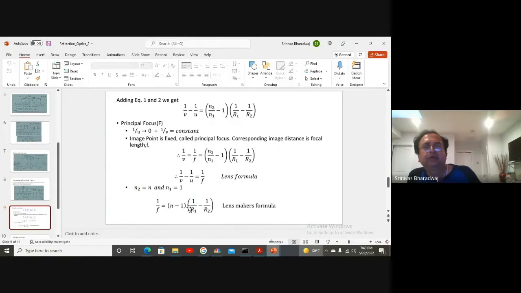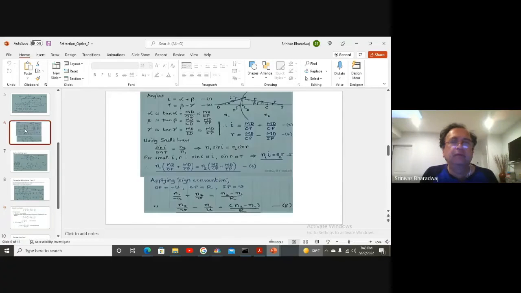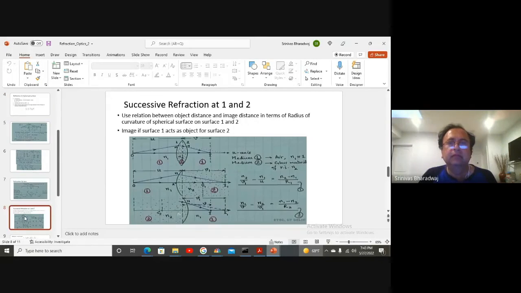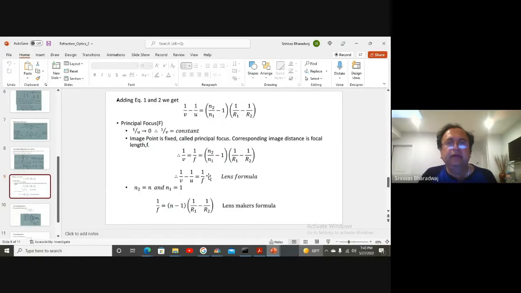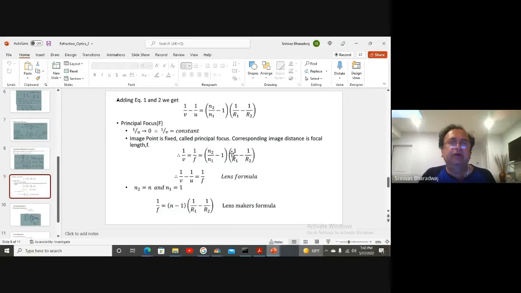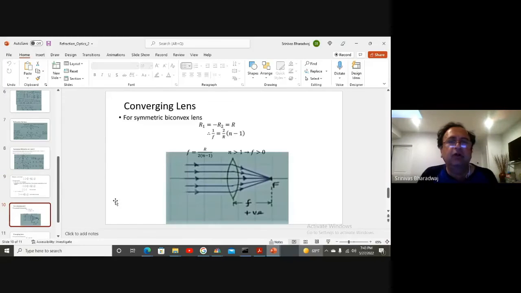Lens maker's formula. Okay, so note this is derived from this. They reapply it when you have different radii of curvature. So note all these formulas.